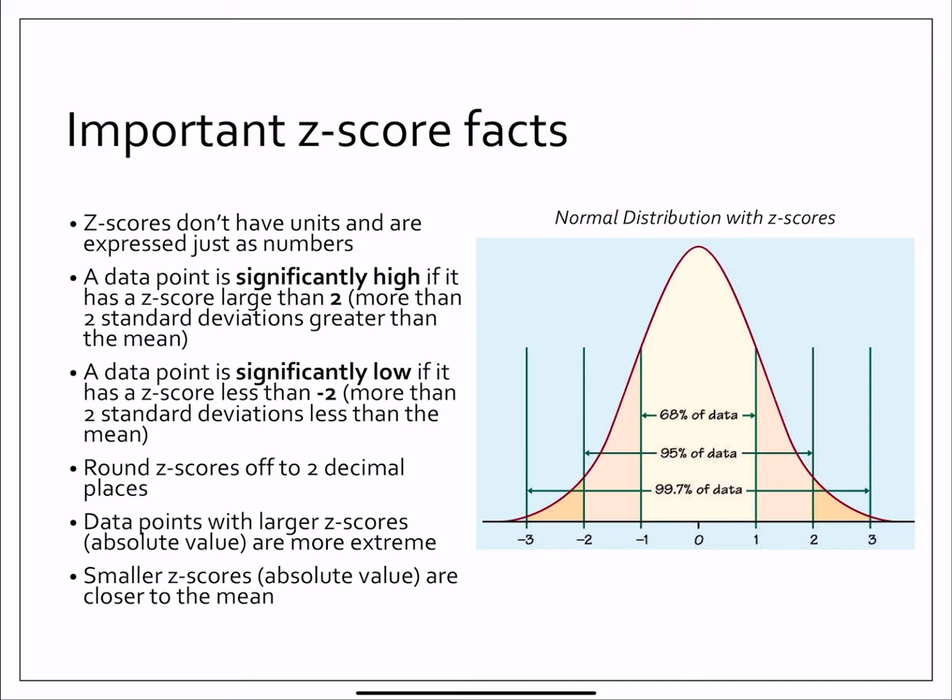So before we go into some examples, a couple of important notes. When we find the z-score, we don't actually put units on it. We don't put units on it because it's telling us a number of standard deviations. And that aspect of it not having units is very important, and it will become more apparent why later.